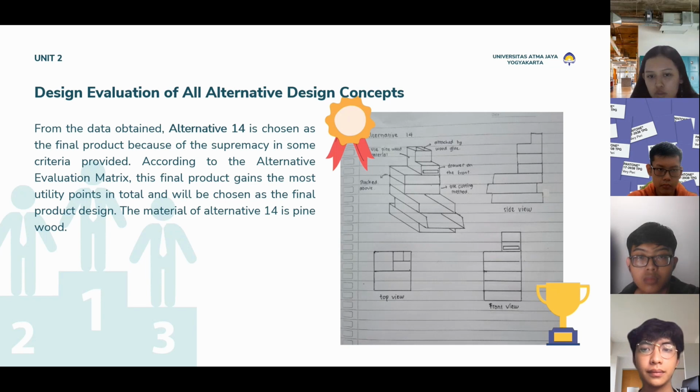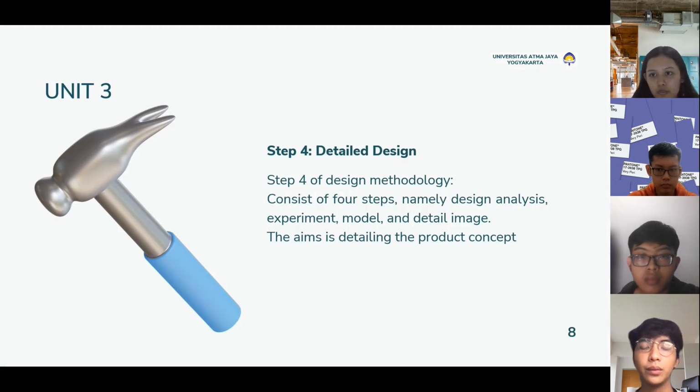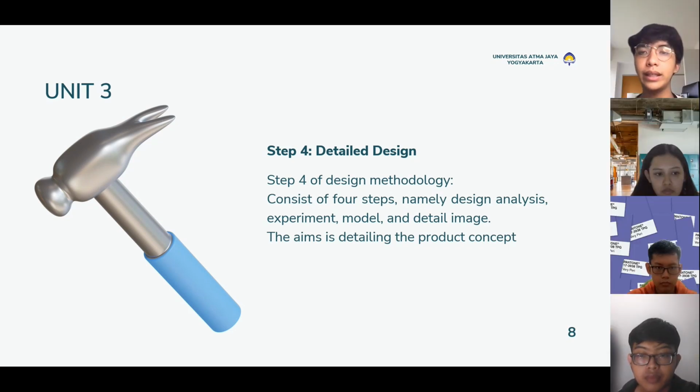The final product gains the most utility points in total, and this one, alternative 4, is chosen using pine wood, with cutting as the manufacturing process and wood glue as the medium to put all parts together. Next part. And then we begin step 4, where we detail the design.